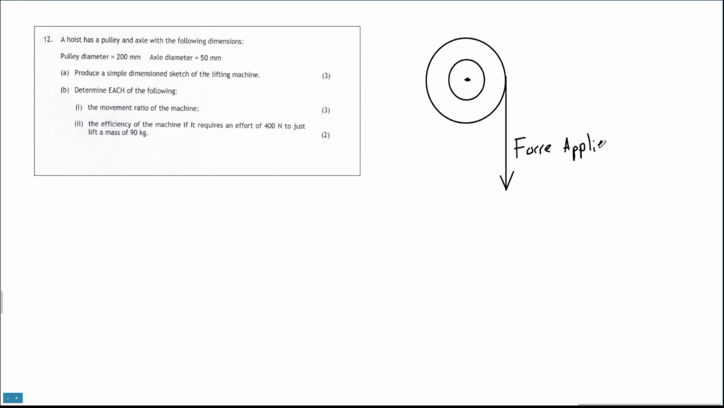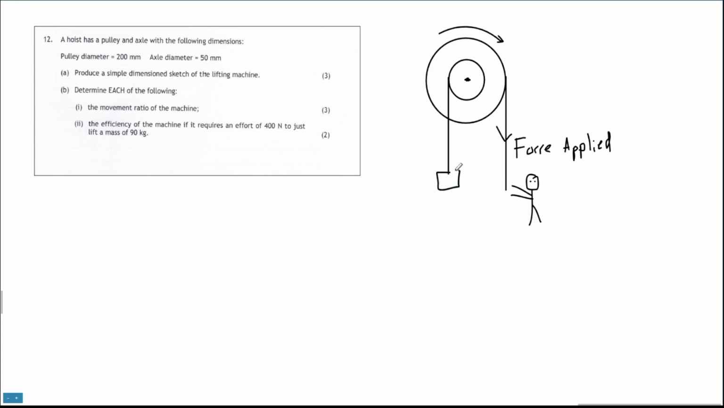Force applied as we're pulling it down. I mean, really, in order to explain to you guys, I would draw a little guy here pulling it down, because that's what's going on. And then this is going to rotate, it's going to go in this direction. It's going to rotate the drum this way, and it's going to be lifting up a load, and the load has to be on this side. It definitely has to be on this side.